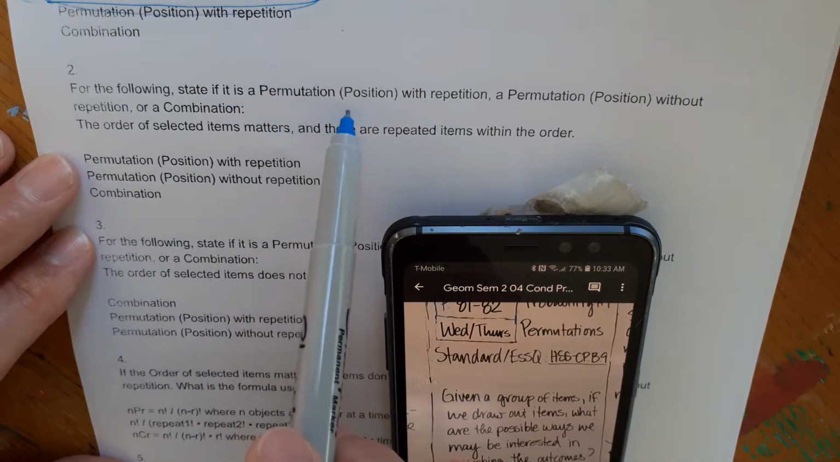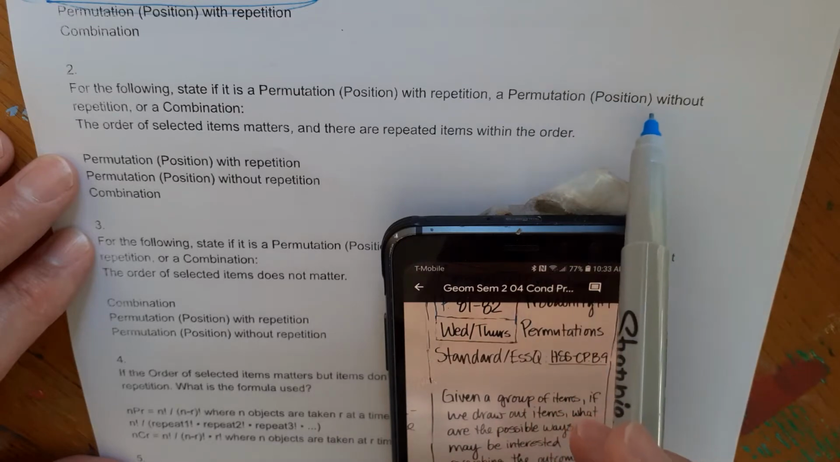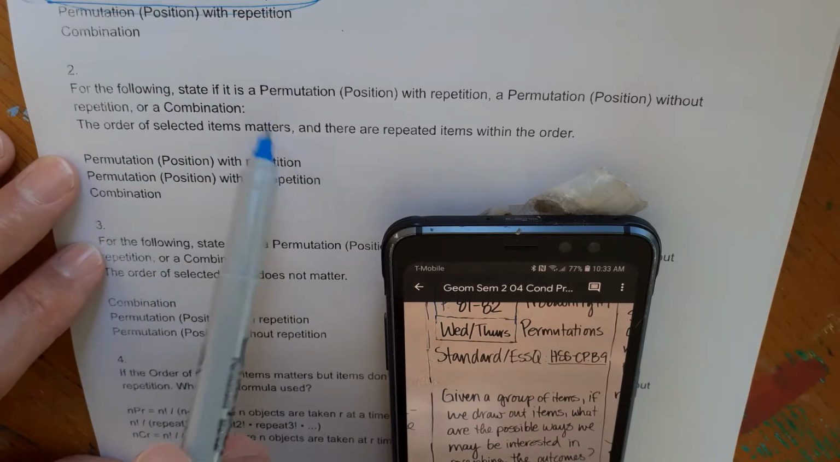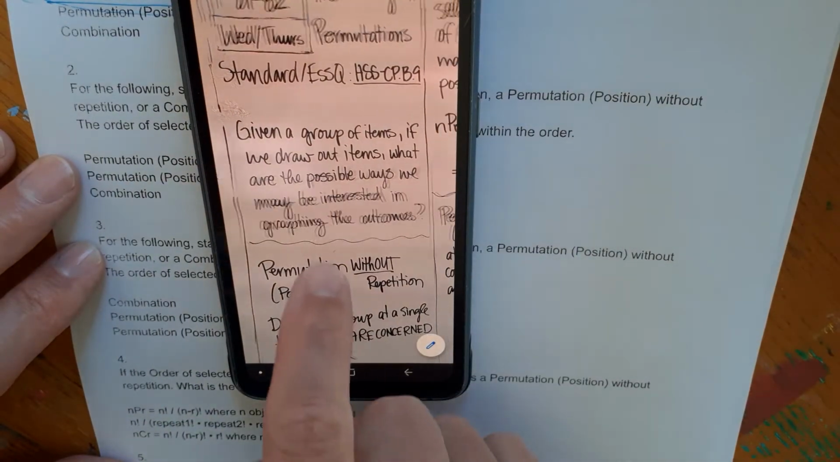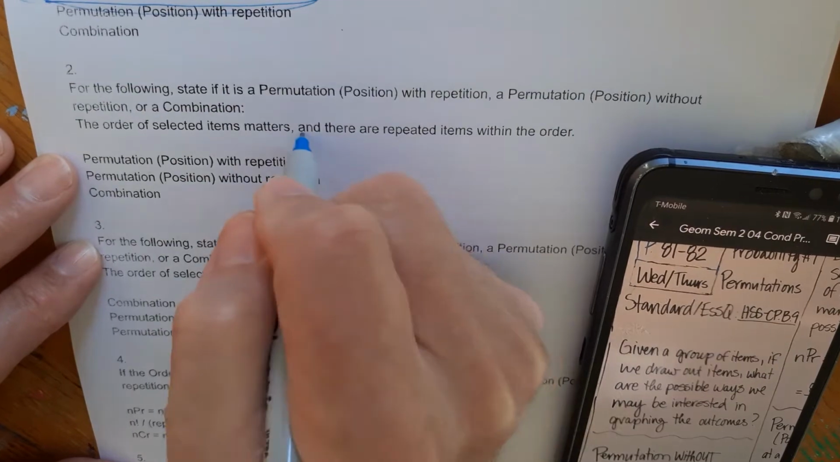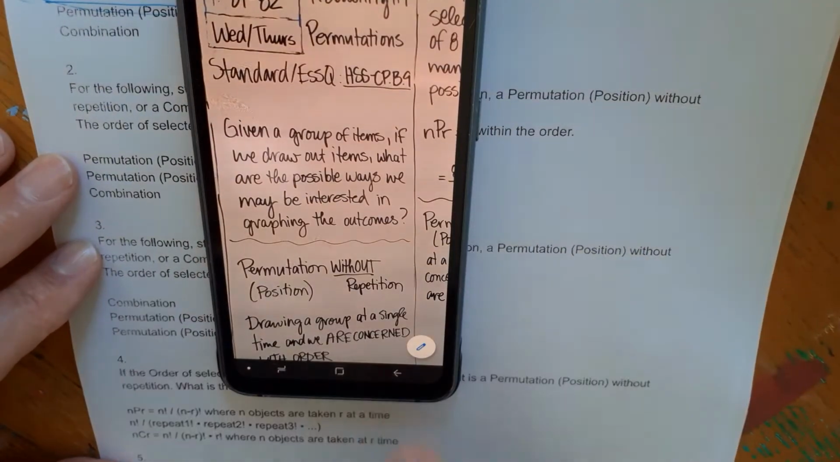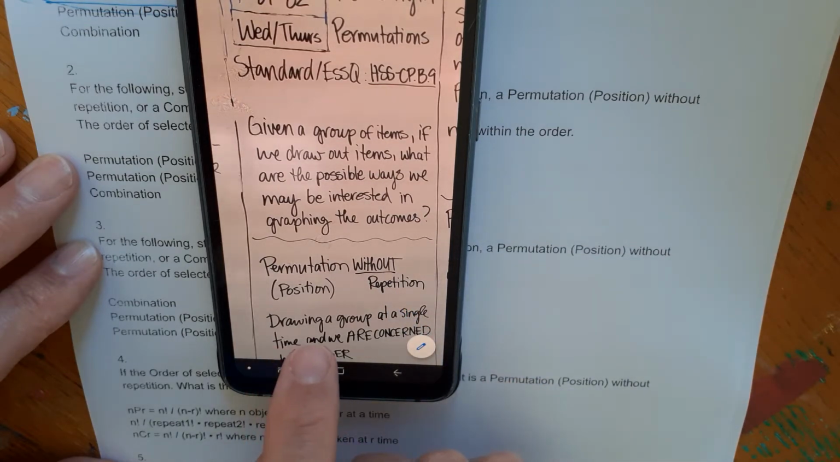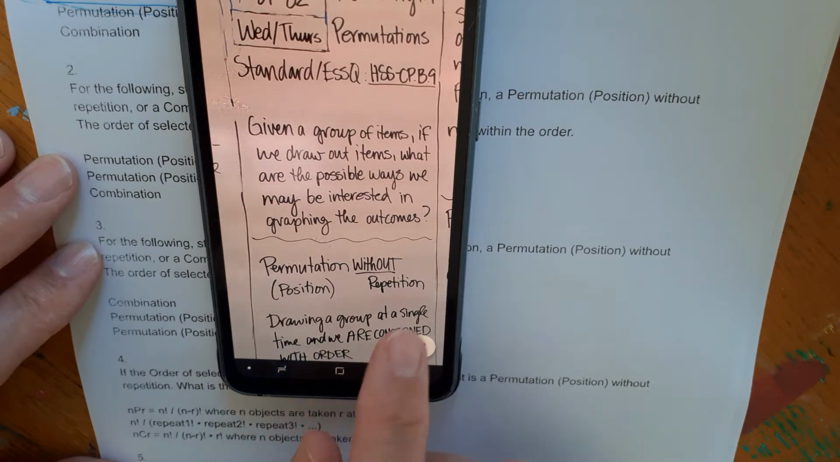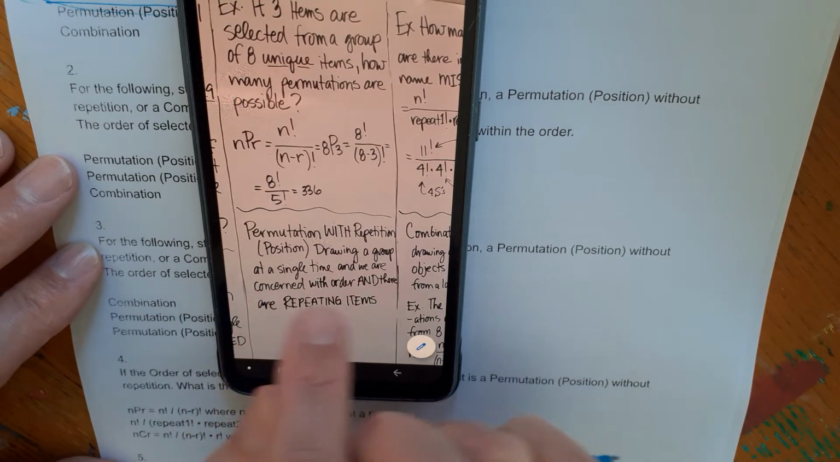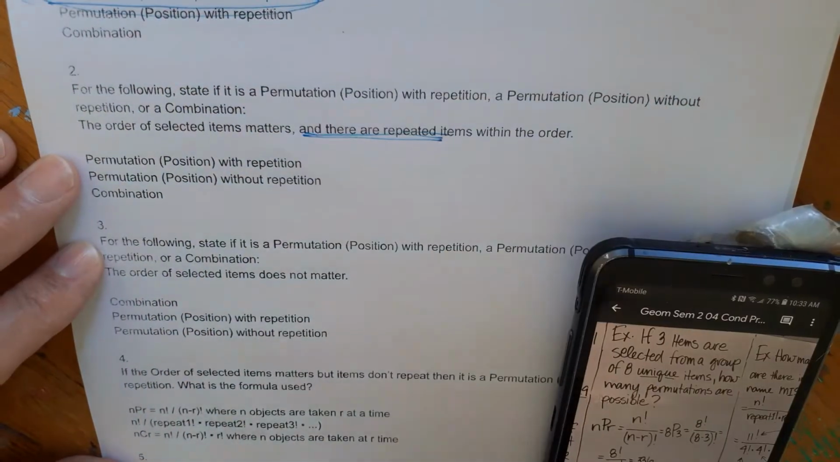For the following, state whether it's a permutation with repetition or a permutation without, or a combination. We may find one of those. So the order of selected items matters. So that's a permutation, right? And then it says there are repeated items. Well, we already went through and read the definition. If it's without repetition, that means there's no repeating items. So I'm drawing out a group at a single time, and we are concerned with order. This one says in the definition, permutation with repetition, drawing out a group at a single time, we are concerned with order, and there are repeating items. So this is a permutation with repetition.